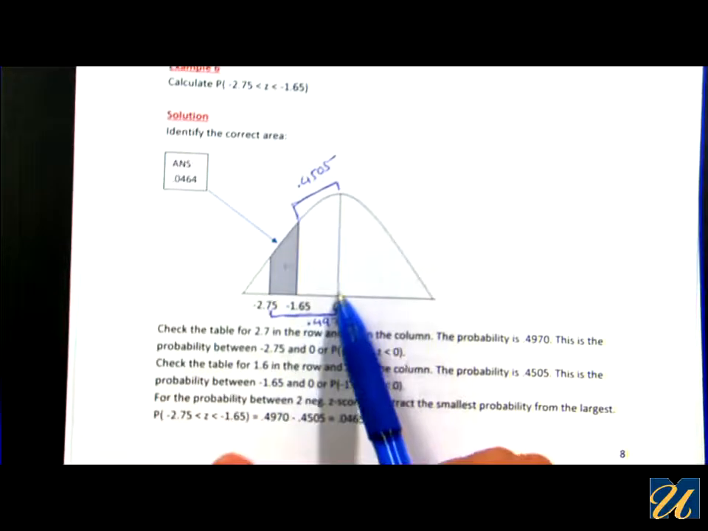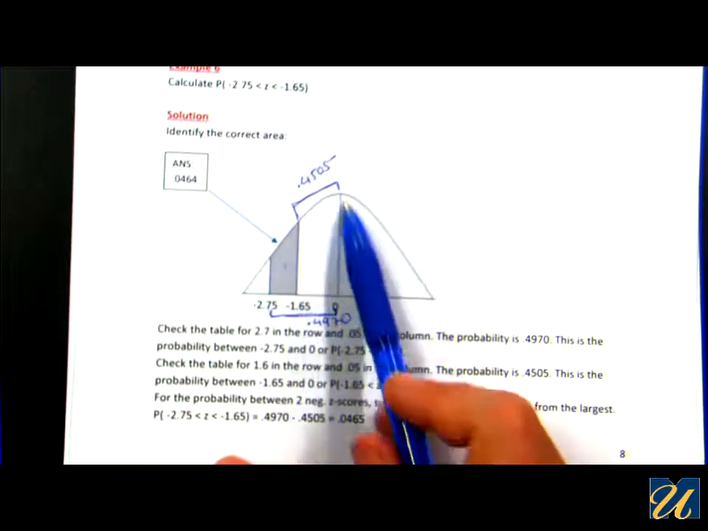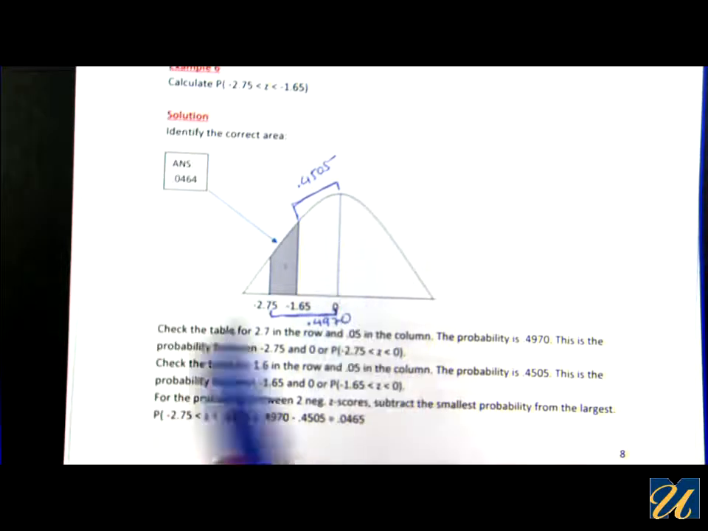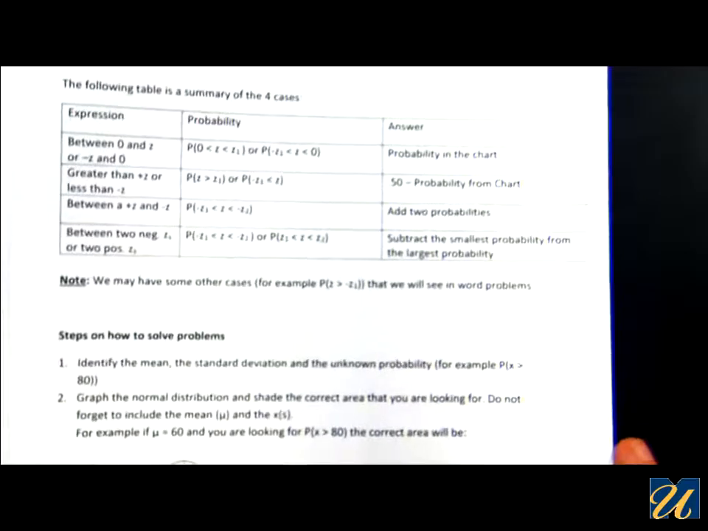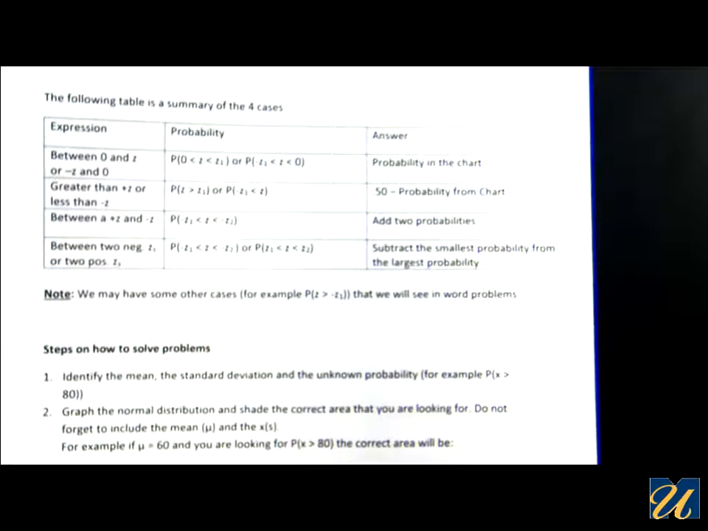Also, notice here, when you're looking for an area between two values where the mean is outside the area, always remember that you will be subtracting the two probabilities, and again, using the table that I have given you. There are multiple tables you can use for normal distribution. However, based on the table that we will be using, these are the steps that you will have to follow.